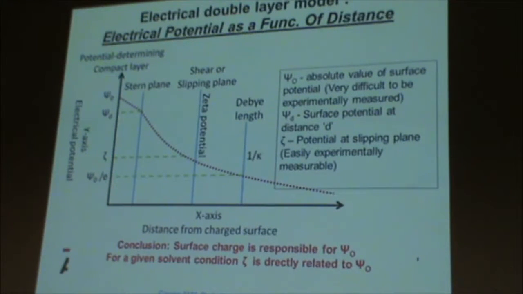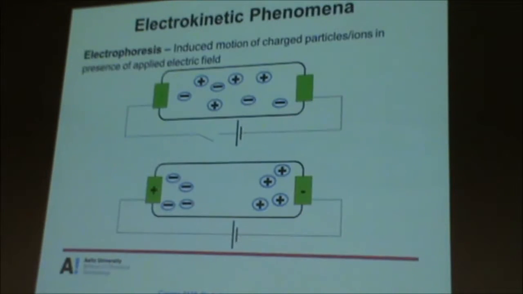Why is this so important? I will tell you in a couple of slides why the Debye length becomes very important when it comes to measuring surface potential. The conclusion from this slide is that you have surface charge, which is responsible for psi naught, but for a given solvent with a given concentration of ions, what you measure at the slipping plane is the zeta potential. Now let's look at some of the effects.